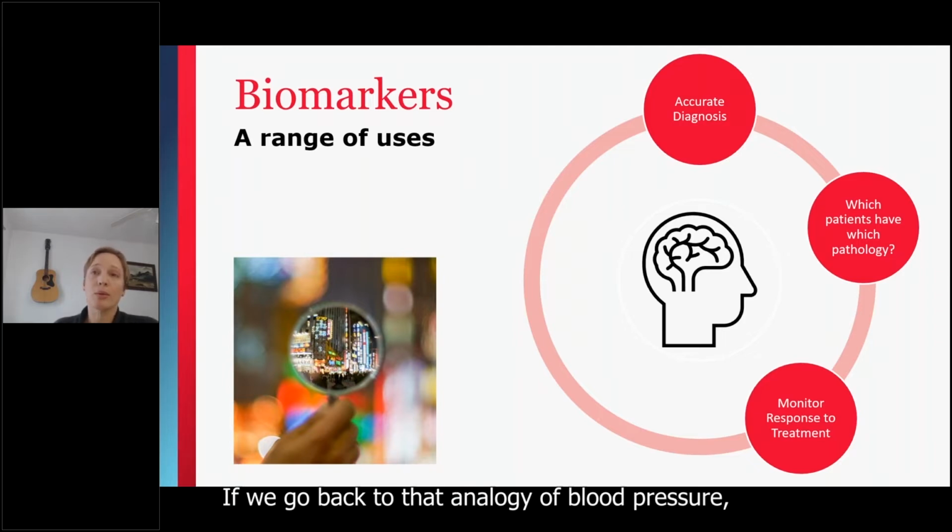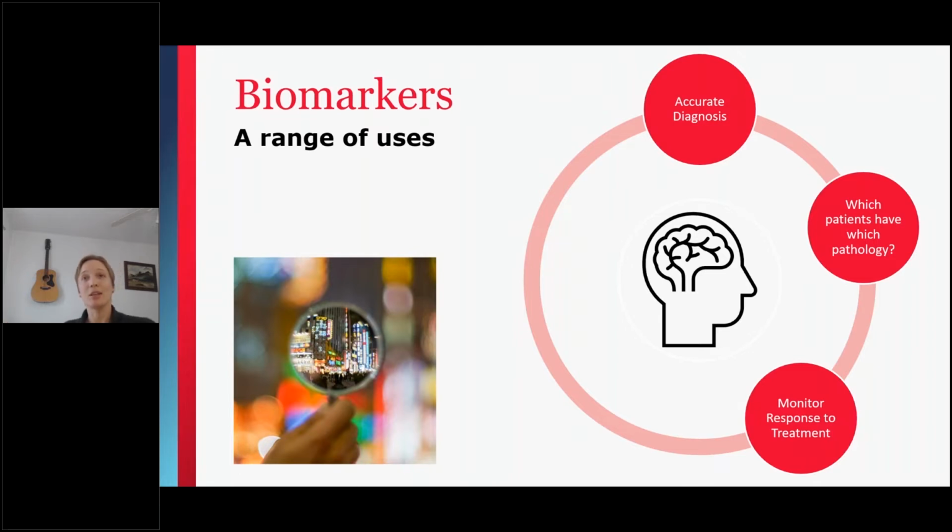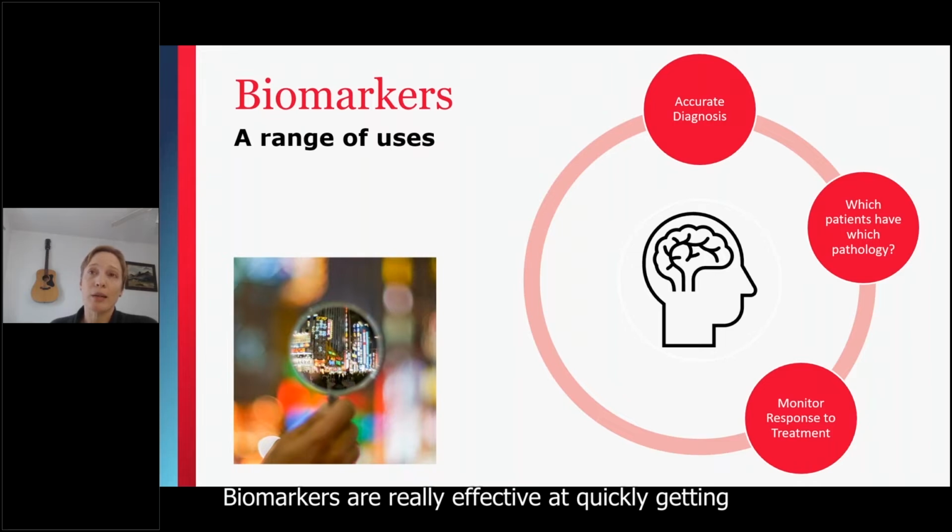If we go back to that analogy of blood pressure, when a doctor prescribes a treatment for blood pressure, that's not the end of it, right? She monitors whether or not the blood pressure responds to that treatment. She might adjust the dosing accordingly, or she might try a different treatment if it's not working. Biomarkers are really effective at quickly getting indicators of whether a treatment is working.